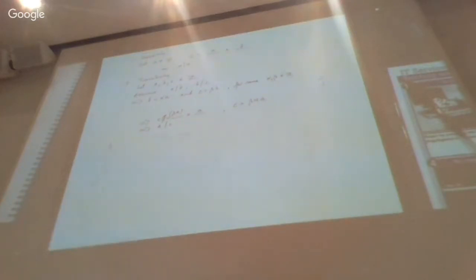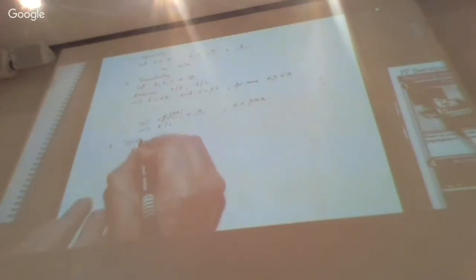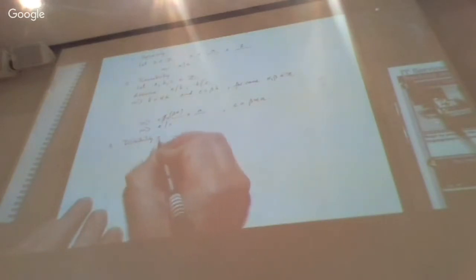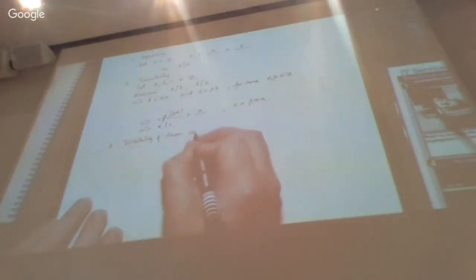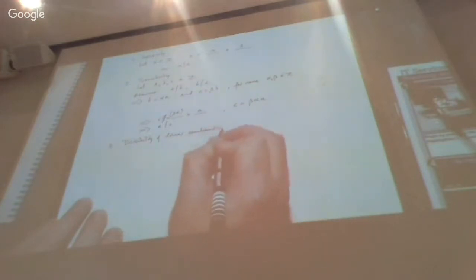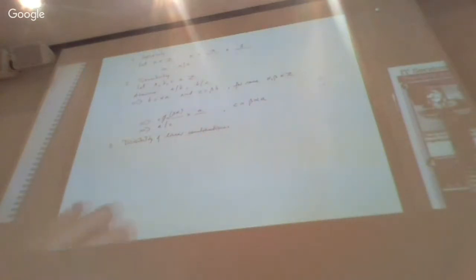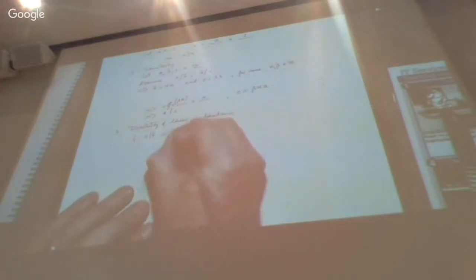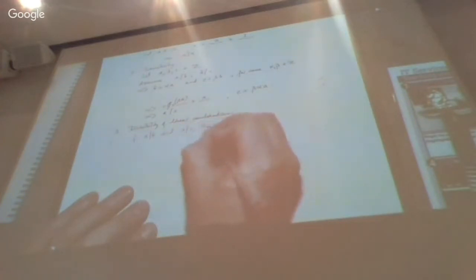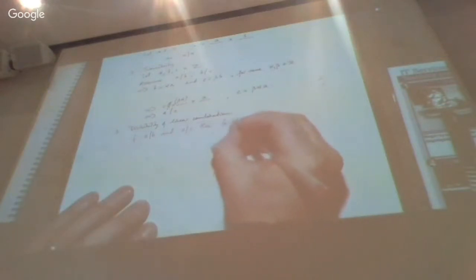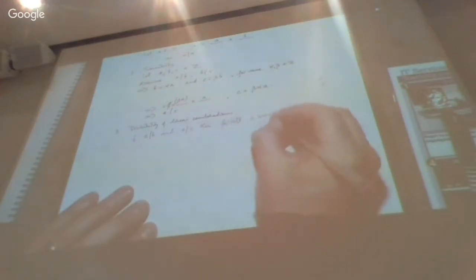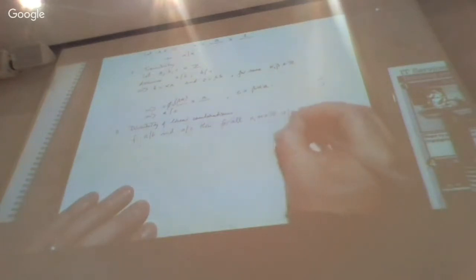Okay. Property 3. Now this seems to be a crucial one. Divisibility of linear combinations. For this one, I'm going to write out the actual result. So if A divides B and A divides C, then for all n and m, A divides nB plus mC.